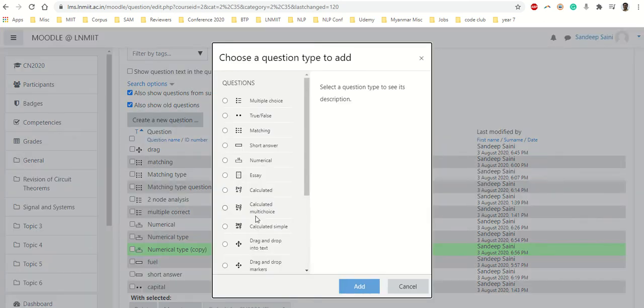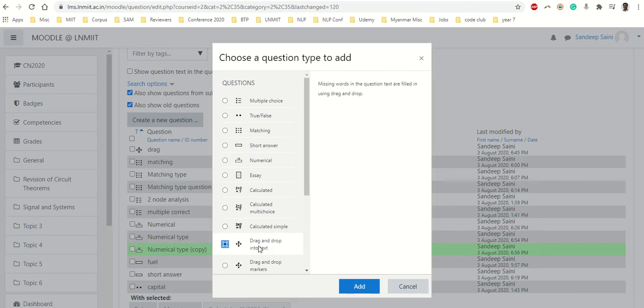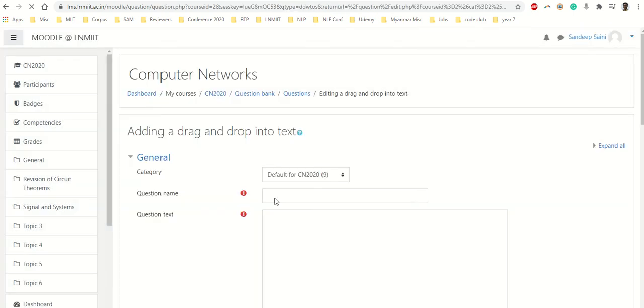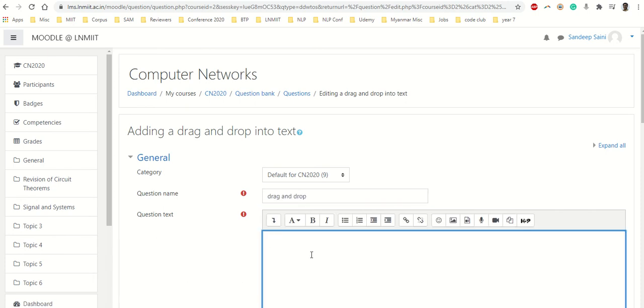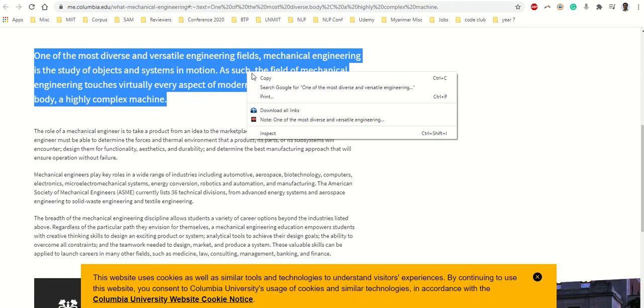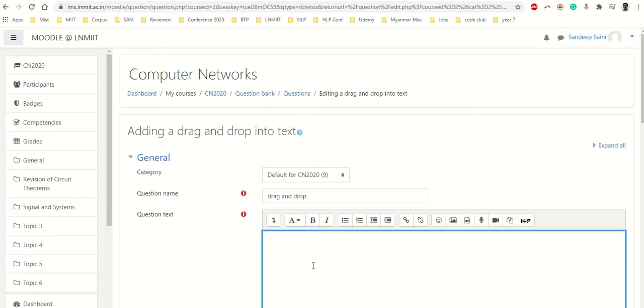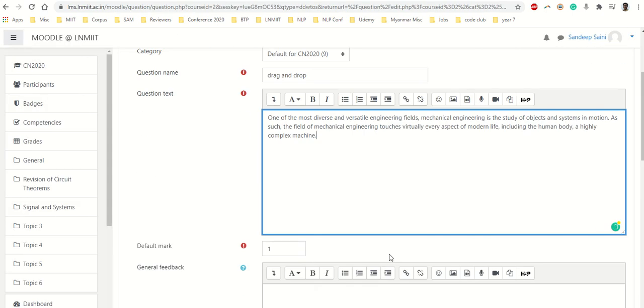So the type of question is this one, drag and drop. So we take it and I name it drag and drop, and I am just taking one paragraph about mechanical engineering. I copy pasted it, and this is like anything where you are asking some blanks to be filled.